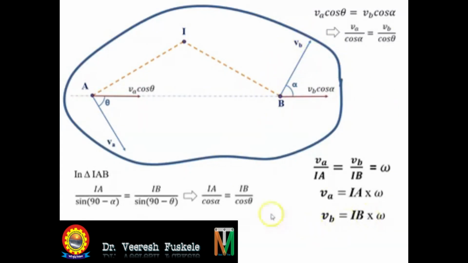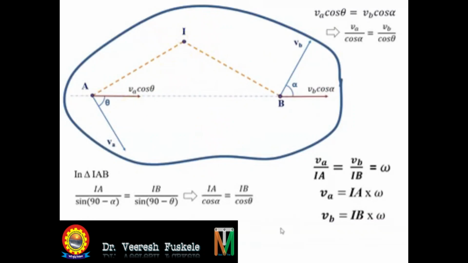Now, suppose we draw perpendiculars to each of the velocity vectors. So we draw a perpendicular to VA and also a perpendicular to VB. And suppose they intersect at point I. So we have to prove that this I is the instantaneous center of this rigid body for this given configuration. For this we have to prove that the velocity of this point I of this rigid body at this configuration must be 0.